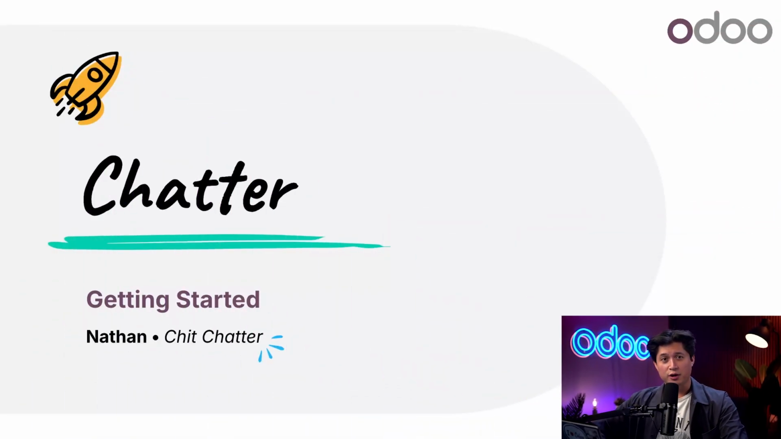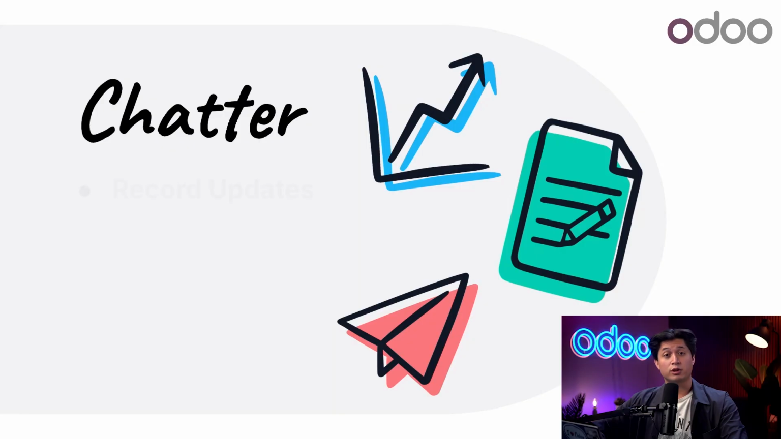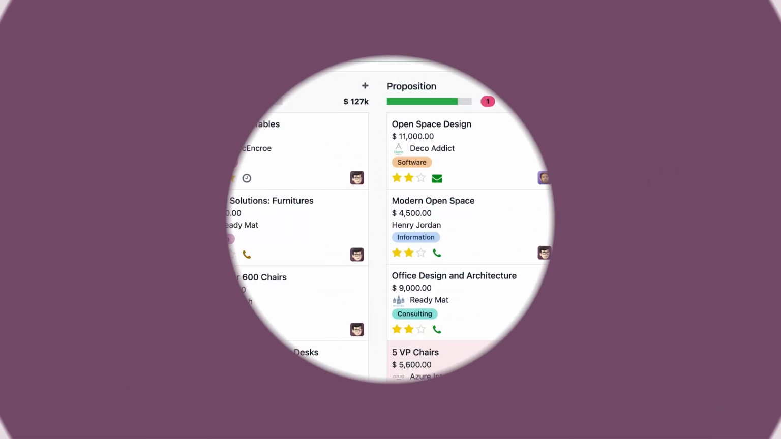In almost every record in Odoo, you'll find the chatter, either at the right side or the bottom, depending on your screen size. The chatter displays a timeline of activity, including when the record was created, stage changes, and more. You can also use it to log internal notes or send messages directly to your clients. So let's jump into the Stealthywood database and see what the chatter is all about.